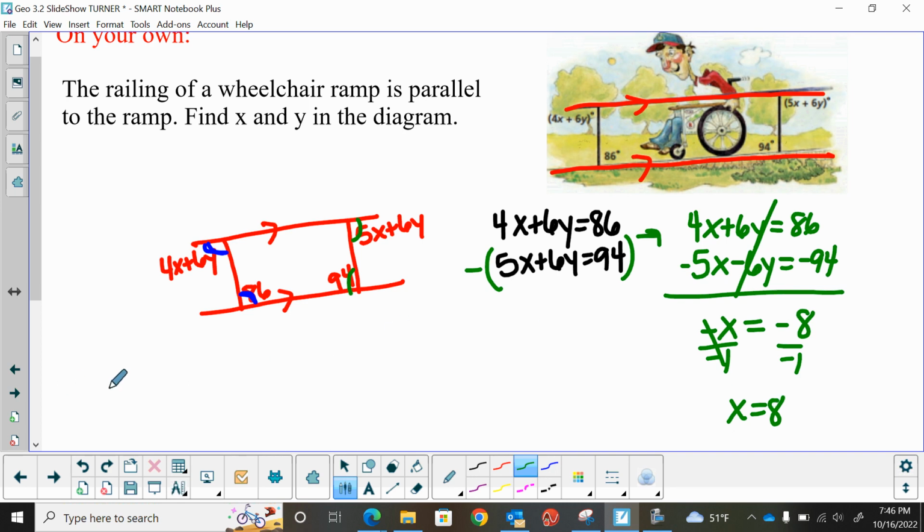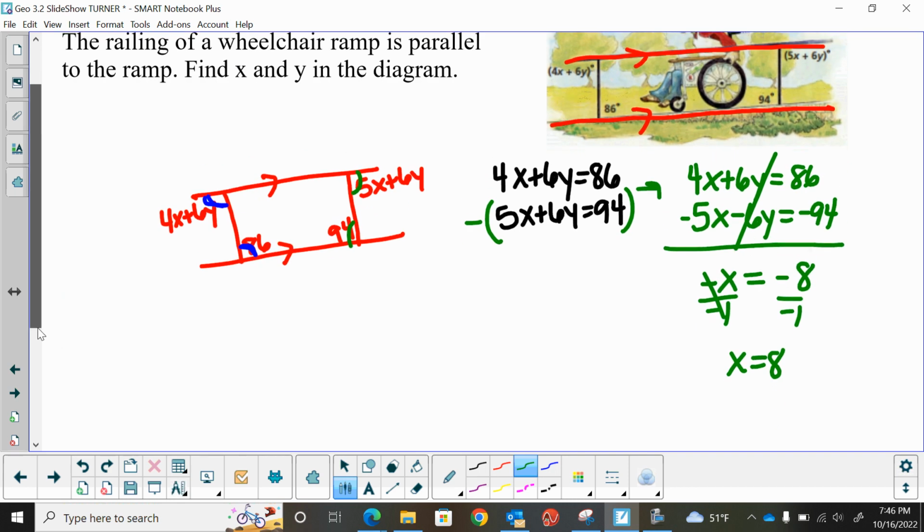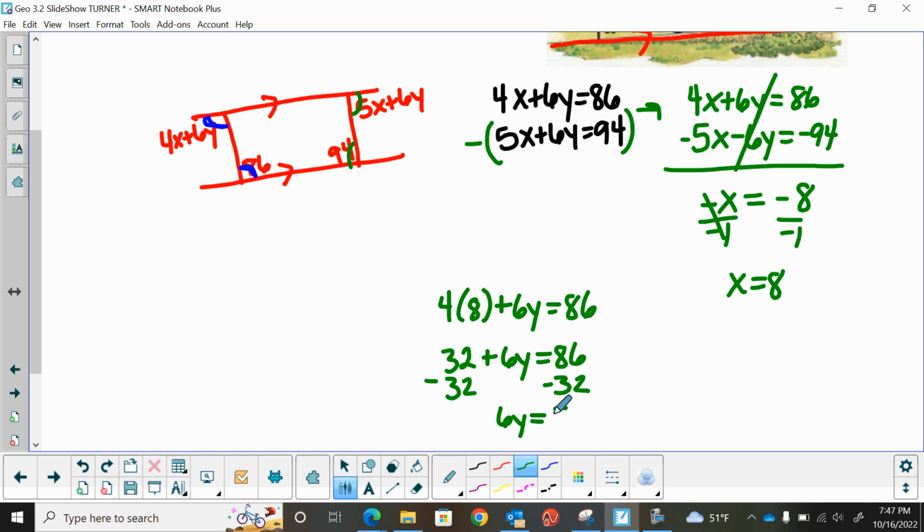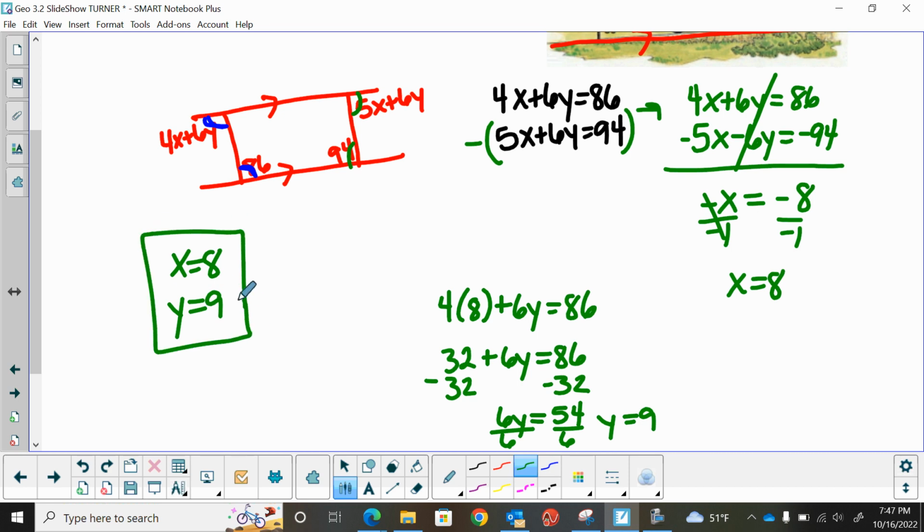And then once I know what x is, I can plug that back into either equation in the beginning and solve for y. So I'm going to go back to my first equation, plug in 8 for x. So 4 times 8 is 32, plus 6y equals 86. Subtract 32 from both sides. So I get 6y equals 54. Divide both sides by 6, and then I get y equals 9. So my final answer, x equals 8, y equals 9.